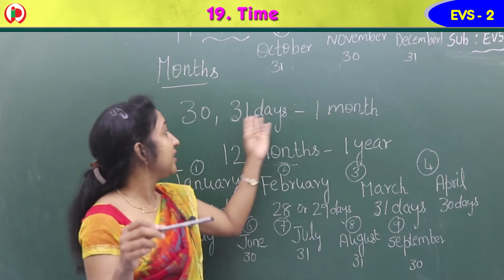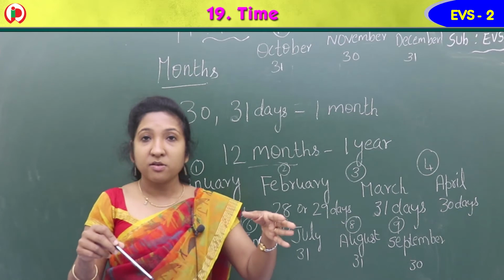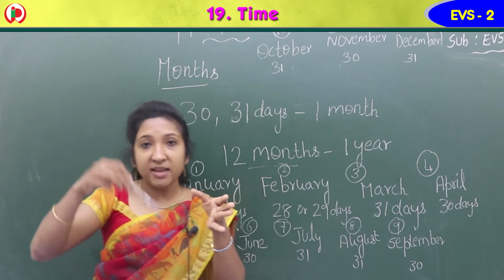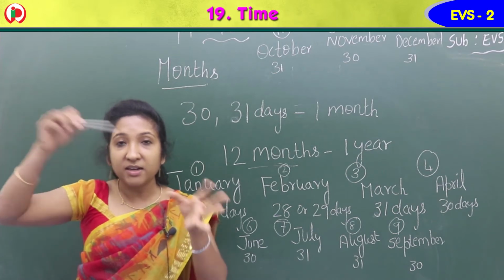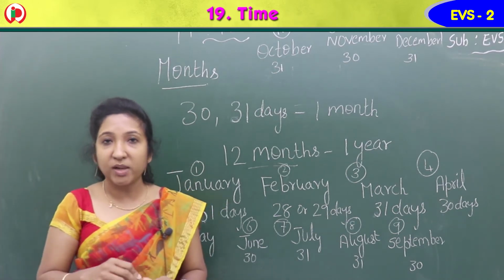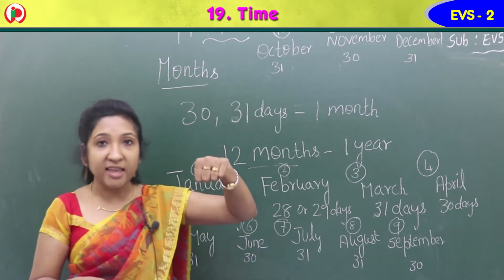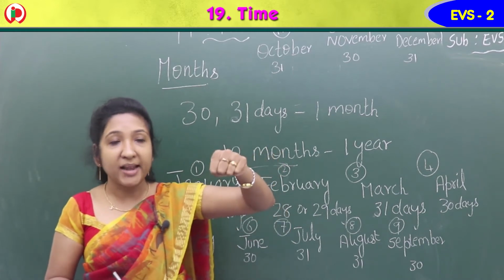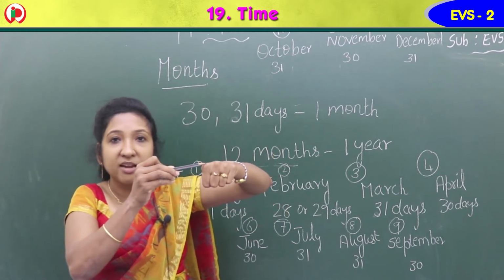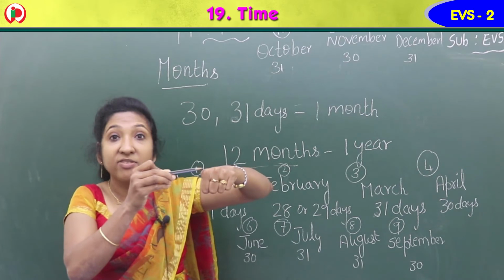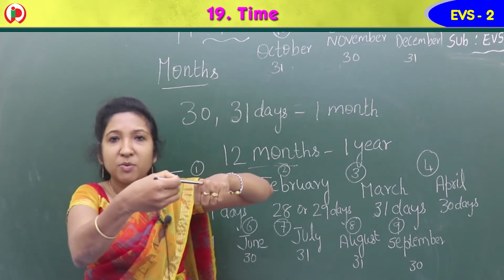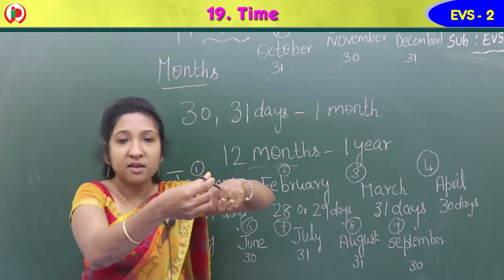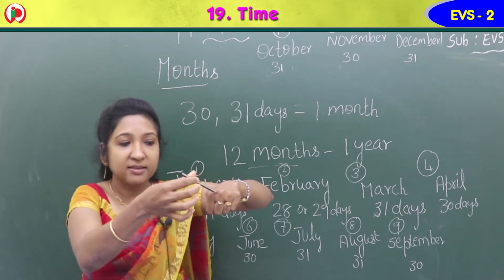A month has 30 or 31 days. So first 31, then every alternate one you have to leave, then again 31. 31, 30, 31, 30. Like that it will be. So again take your hand and bend like this. This is January. January we have 31 days. Then coming down, February. February is an exceptional case. We have 28 to 29 days.